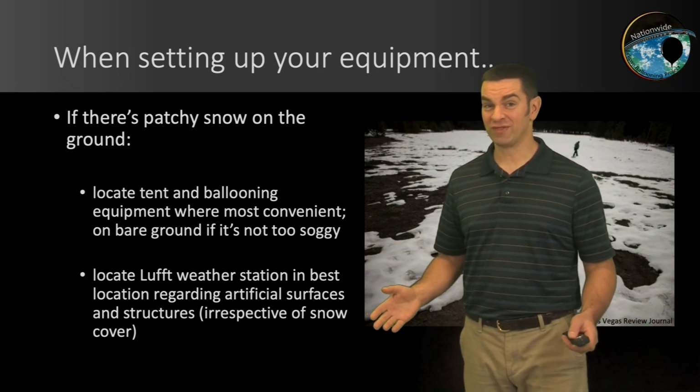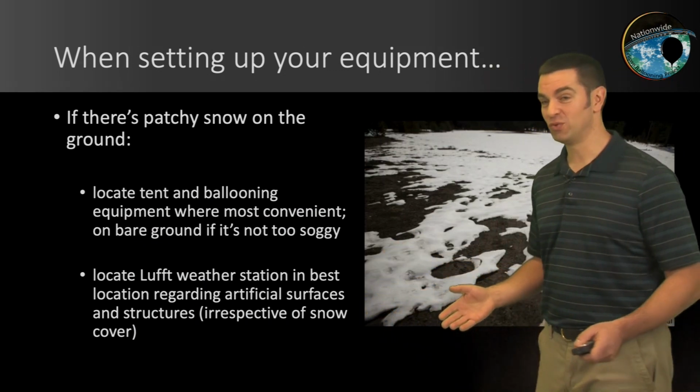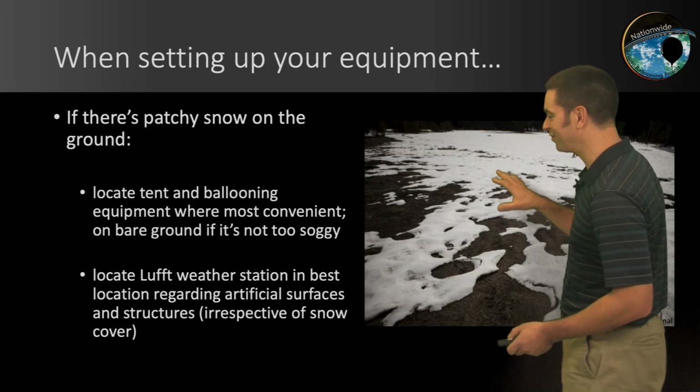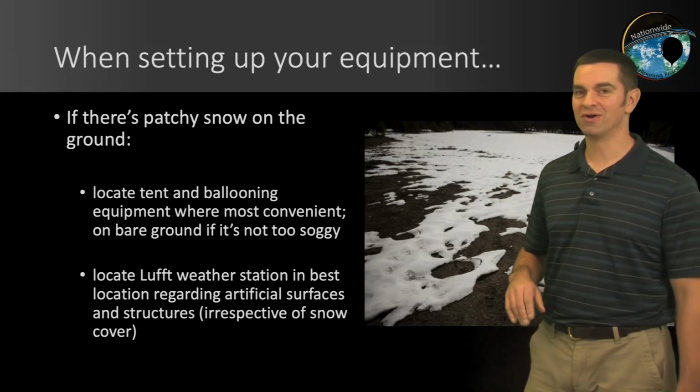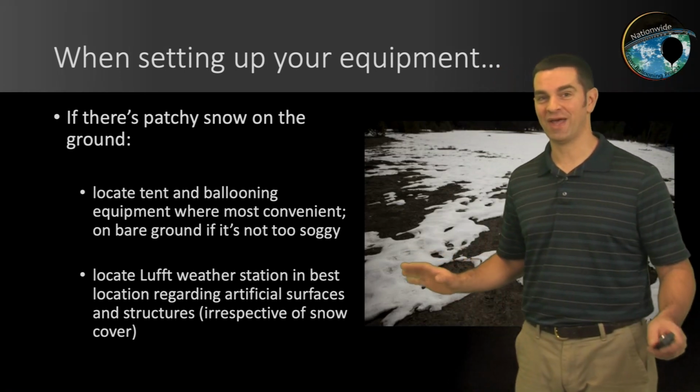Now, especially for the April 8th, 2024 eclipse, we may still have some snow on the ground, especially in the northern part of the eclipse path. And that's okay. Be prepared for it.